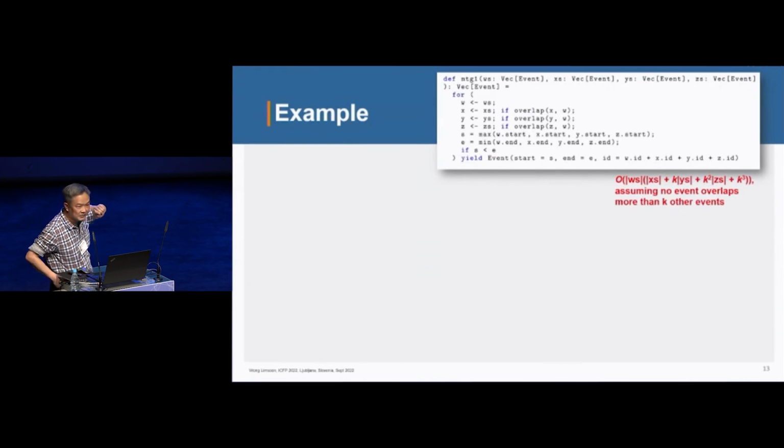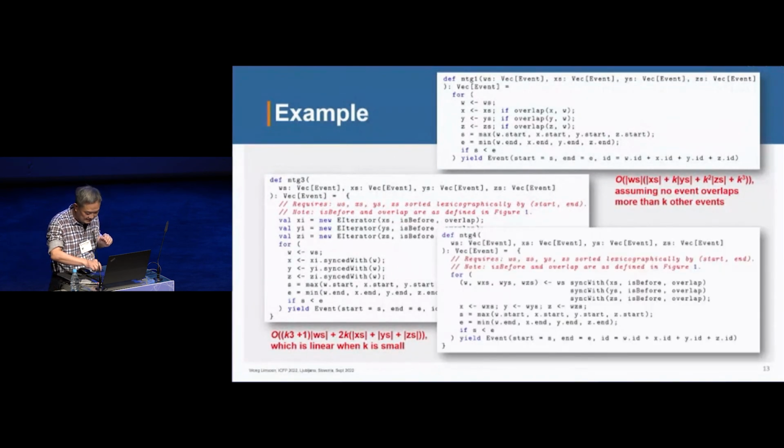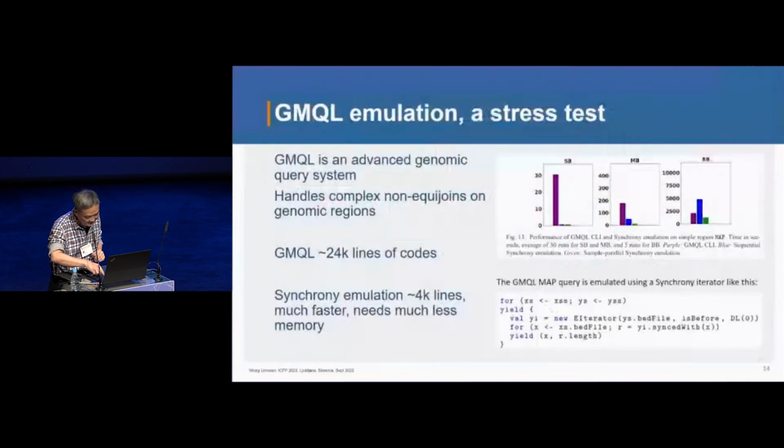So this program is a simple program to join four different lists: W's, X, Y's, and Z. You can think of this as the free time slots of 4 different people, and you want to find a common meeting slot for them. The naive program will look like this, and this is how it will look using Synchrony iterator. So you can see the bottom half. After you create all the iterators, the bottom half is exactly the same as the comprehension syntax. And if you use the syntactic sugar, it becomes like this. Very close to comprehension syntax, and it is very fast.